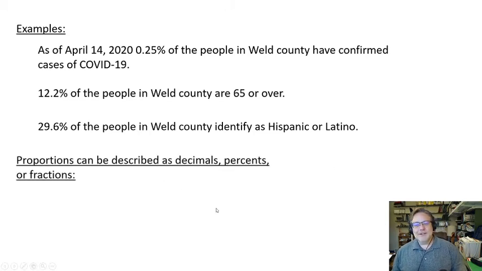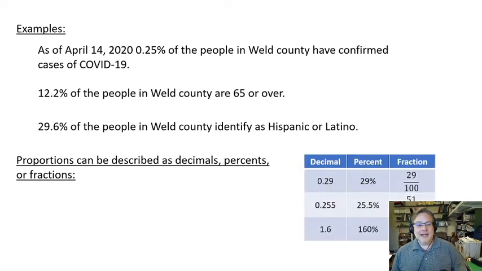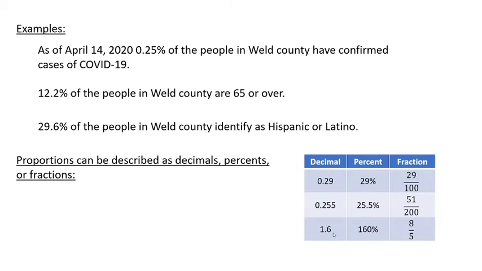Proportions can be described in three different formats: decimals, percents, or fractions. It's a good idea to know pretty fluently how to convert from one to the other. If we have, for example, 29%, a proportion listed as a percentage, the way that we convert that from a percent to a decimal, and by the way, this is the way in which we tend to describe proportions in statistics, not as percents but as decimals, involves moving the decimal point 2 spaces to the left. So 29% becomes 0.29 as a decimal.